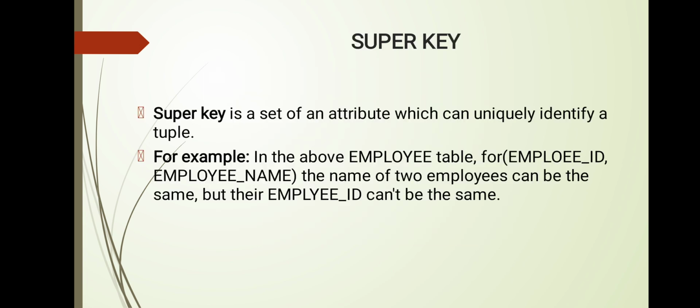Next one is super key. A super key is a superset of a candidate key. Hence this combination can also be a key. The super key would be employee ID and employee name. The names of two employees can be the same, but their employee IDs cannot be the same.